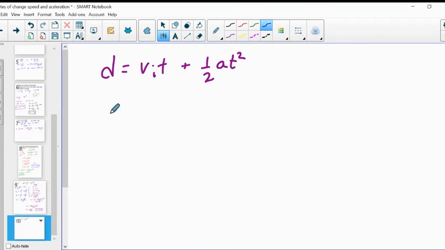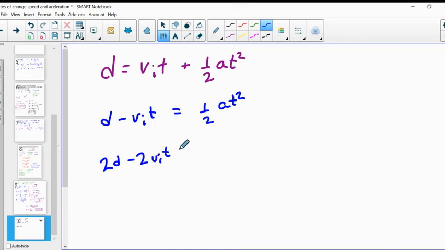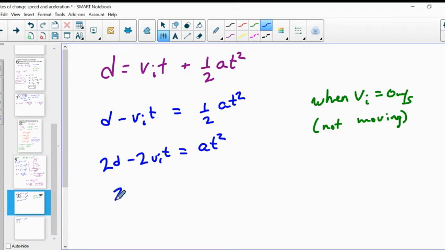Acceleration. A little bit of algebra. This time, I'm going to start with my equation. I'm going to subtract the v_i t from both sides, and that's going to give me 1/2 at squared. I think I'm going to get rid of this half by multiplying everything by 2. So I'm going to get 2d take away 2 v_i t equals at squared. So I'll have 2d take away 2 v_i t, all divided by t squared, equals the acceleration.